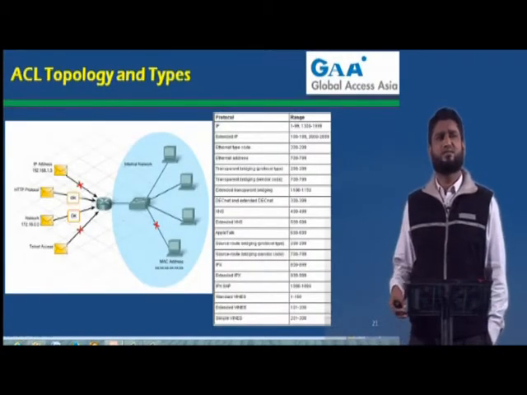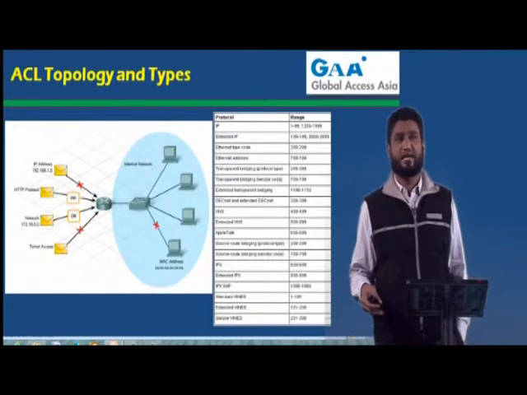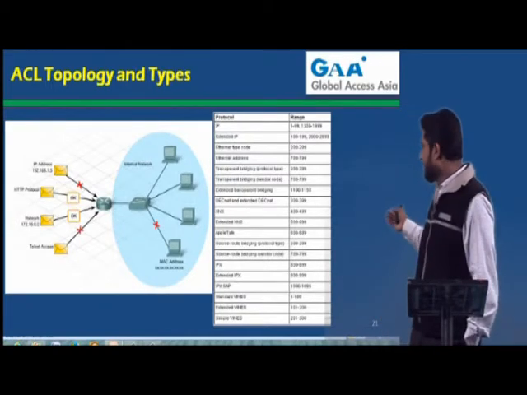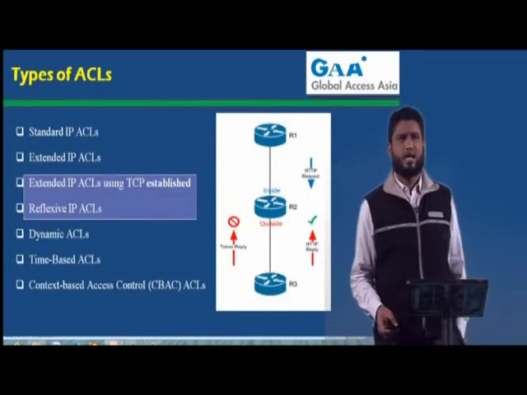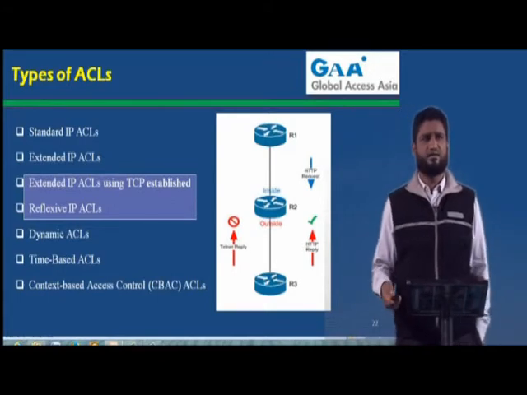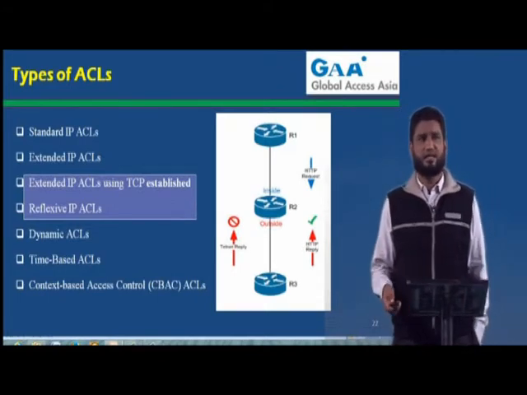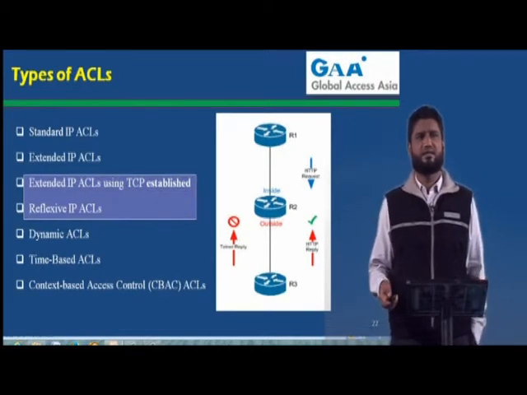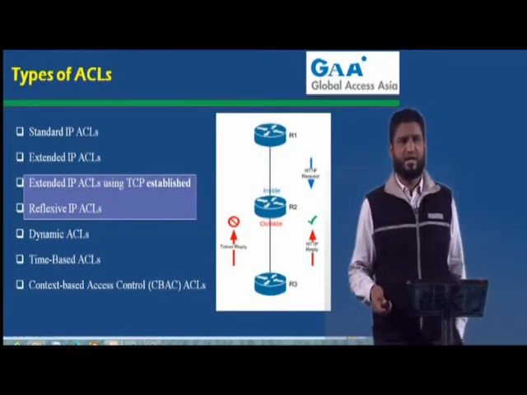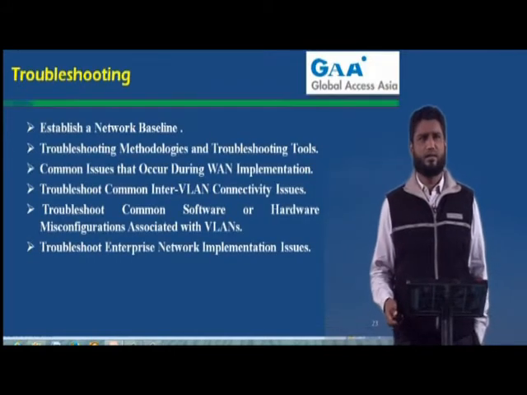ACL topology and types: there are some ACL topology protocol ranges, as you can see from this figure. You can also see the types of ACLs: standard IP ACLs and extended IP ACLs. Also there are reflexive, dynamic, time-based, and context-based ACLs that can be considered here.